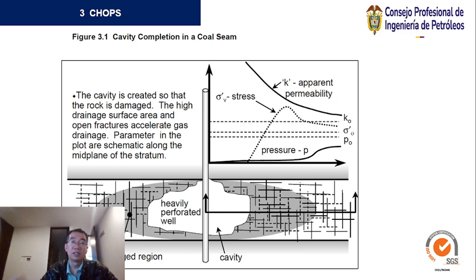The large radial cavity. This picture shows us a cavity completion in a coal seam. The cavity is created so that the rock is damaged. The high drainage surface area and open fractures accelerate gas drainage. The perimeter in the plot is schematic along the middle plane in the stratum.